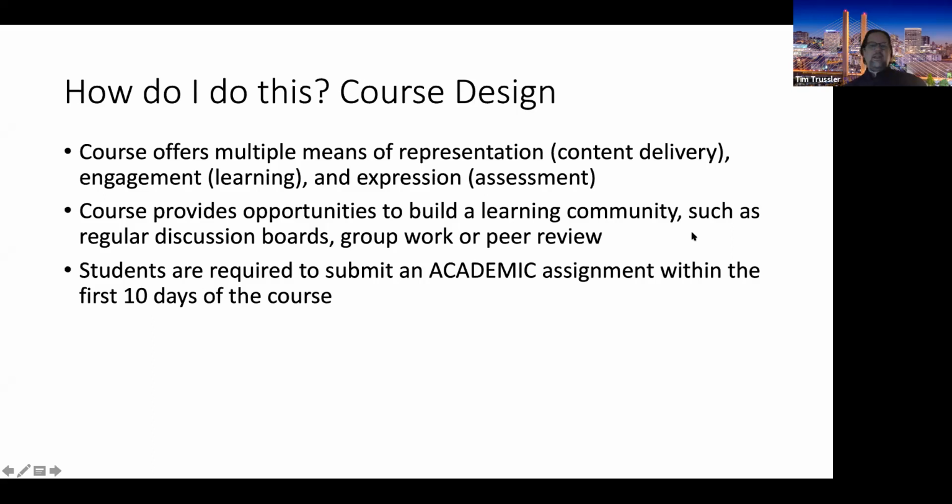Brian talked about that. Maybe you do peer review where, let's use Brian's class because that's kind of leaping to mind, someone submits photographs and then somebody else evaluates it and says, here's what I liked and didn't like about it. That's getting the student engaged, not just in the content and not just with the instructor, which is part of it, but also involved with their peers.